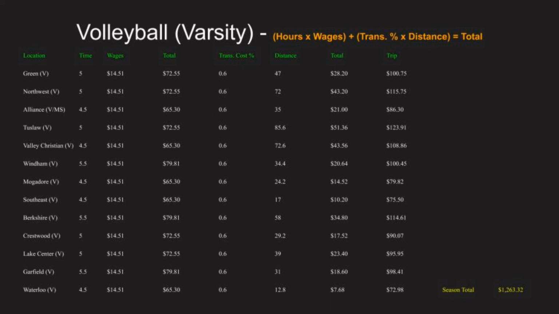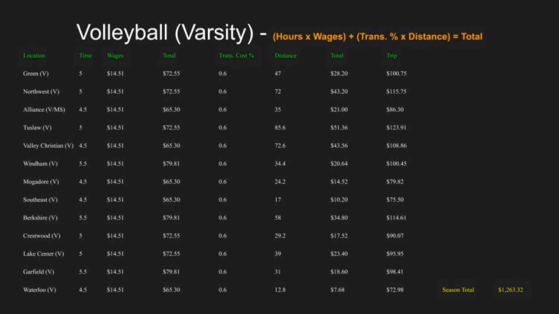Luckily, with the varsity program, JV always travels with varsity, so that definitely accommodates transportation costs to the fullest. You'll notice on the third event, Alliance, they traveled to Alliance High School. This must have been a middle school and high school event. Therefore, the middle school and varsity programs were all on the same bus. Again, optimizing transportation costs.